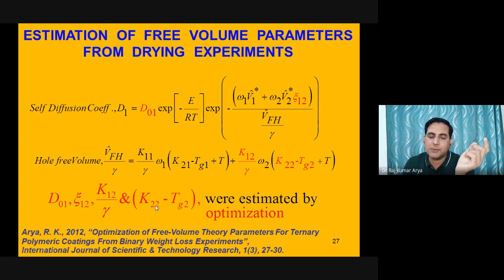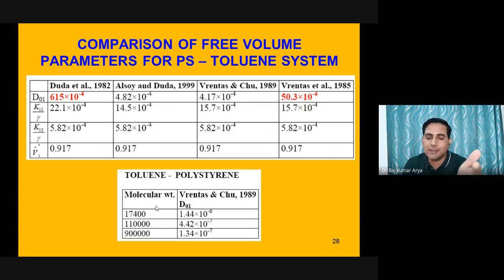So why do we need to calculate this here? As you will see, the literature shows too much variation in these parameters. We are just talking about the polystyrene toluene system only. Different authors give different data. One gave 6.15 into 10 to the power minus 4. Another gave 4.8 into 10 to the power minus 4. Another gave 4.17, so 4.18, 4.17 is okay, fine. But one gave 50 into 10 to the power minus 4. You see the variation, more than 50 times.